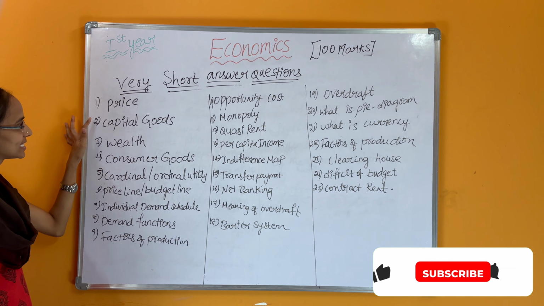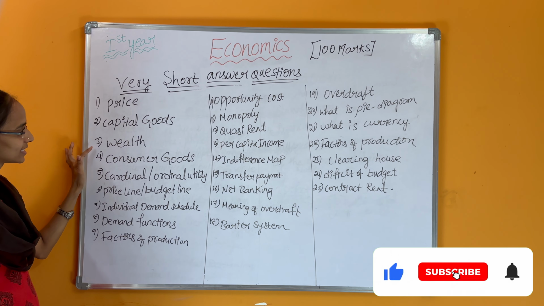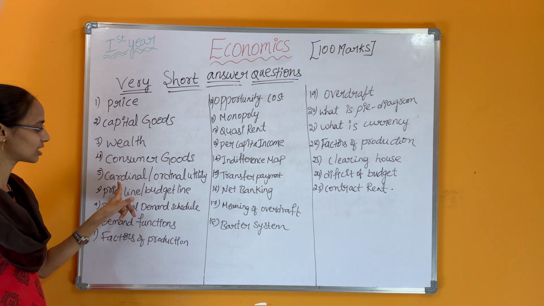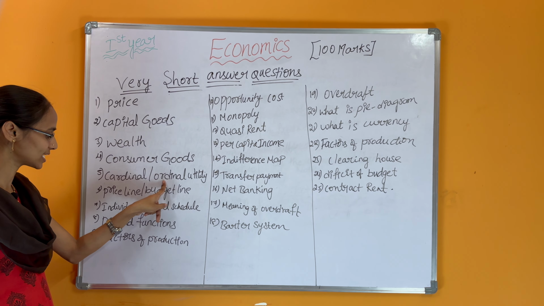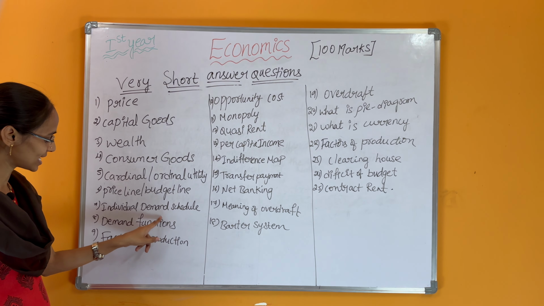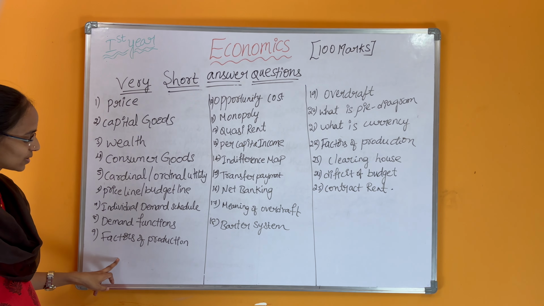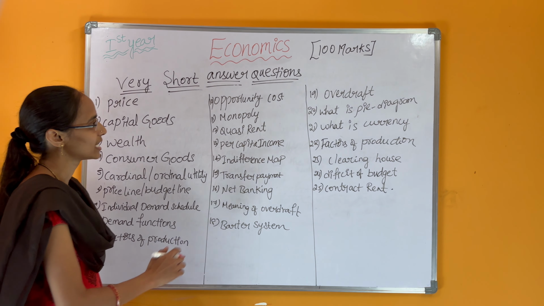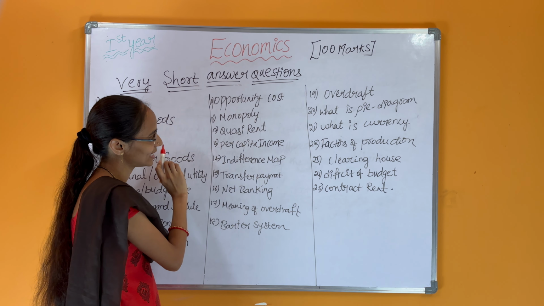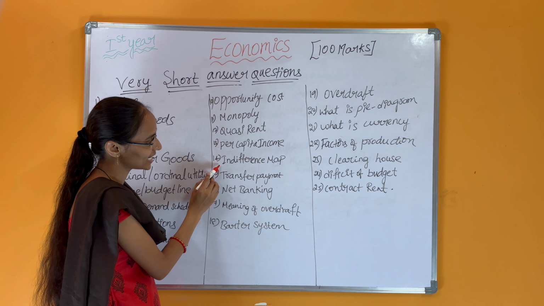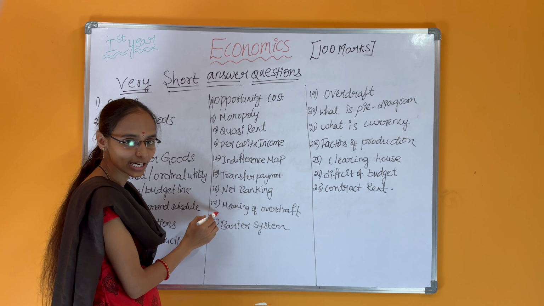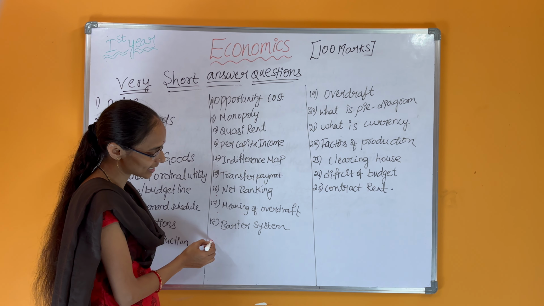One is price, capital goods, wealth, consumer goods, cardinal utility, ordinal utility. What is cardinal utility and what is ordinal utility? Price line, budget line, individual demand schedule, demand functions, what are the factors of production, meaning of opportunity cost, monopoly, quasi rent, per capita income, indifference map, transfer payment, net banking, meaning of overdraft, barter system.